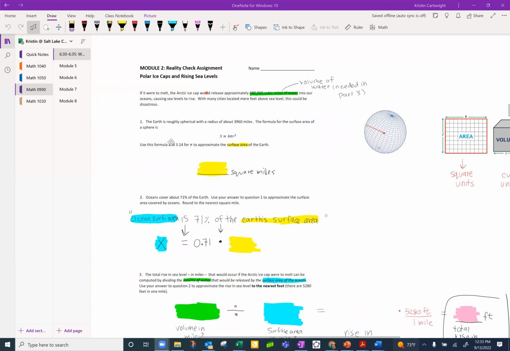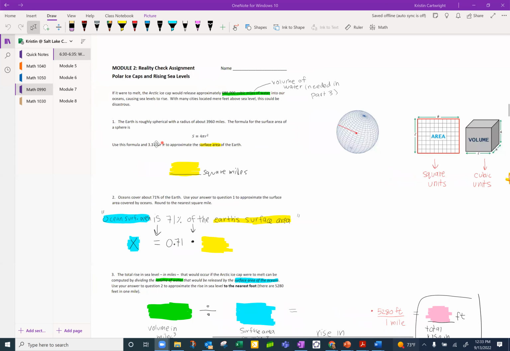So part 1 says we are going to use 3.14 as an approximation for pi. So don't use your pi button because that'll give you slightly different answers. But we are going to use this formula above, and we're going to practice plugging things into a formula. So we're going to take 4 times 3.14 times the radius that was given up here, 3,960, and that's going to be our surface area. And it's in square miles because it's an area. That's our unit right here. So whatever you get, that's what I have as my yellow box.